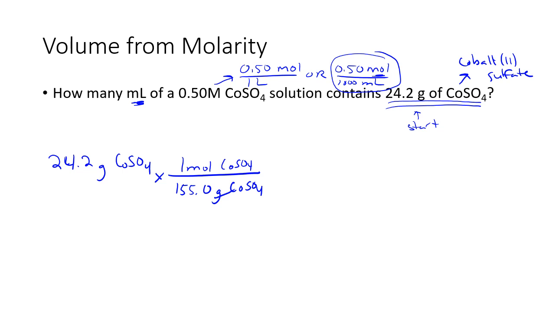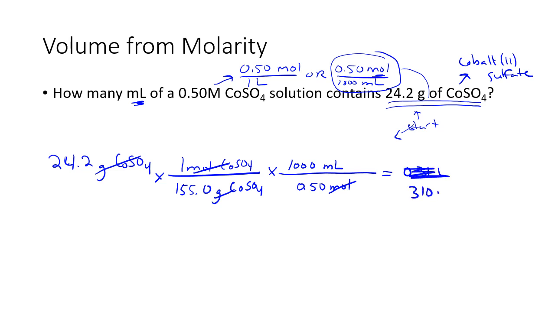And so that would cancel out grams. Now I have moles, and so I'm going to take this and use it down there. But since I want to know volume, how many milliliters, I'm going to put 1,000 milliliters on top. I'm going to put 0.5 moles of cobalt sulfate on the bottom. And that's going to cancel out moles, and I'll be left with milliliters. If I do that calculation, I get a volume of 0.31, or well, in this case, the way I did it, I should automatically get 310 milliliters of solution as my answer there.